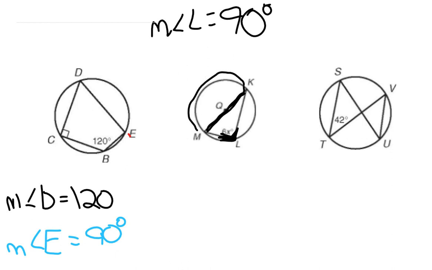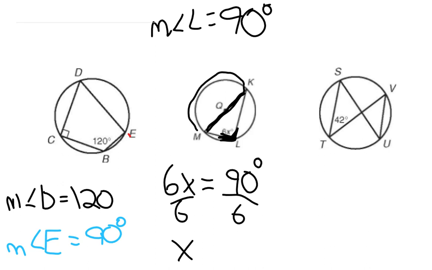So now I can do some plugging in and solving. The measure of angle L is 6x. And I know that L is equal to 90. Quick division, if I divide by 6 and I divide by 6, I'll get that x equals 15 degrees. So I can solve that pretty simply.